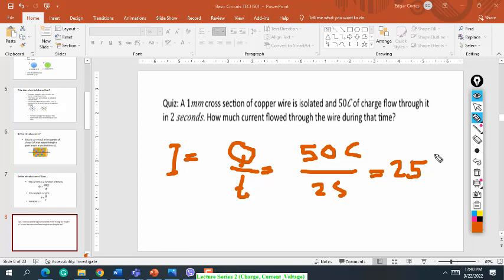25. What is the unit? What is the unit of current, class? So the unit is amperes. So it is 25 amperes, class. A is what actually refers to amperes, represented by the big letter A.